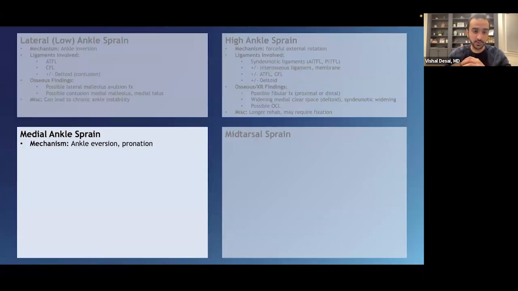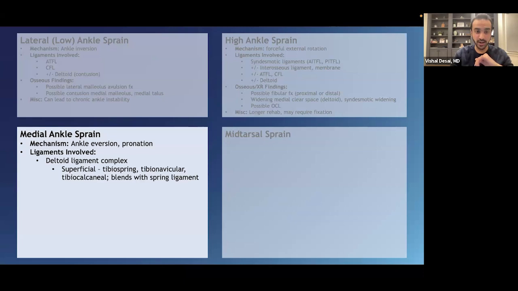Okay, for medial ankle sprain, I'm going to breeze through this one. It's very rare to get this in isolation. This will be your ankle eversion injury, so your foot turning outwards. This will lead to stretching and tearing of your medial ligaments, in particular your deltoid ligament complex, both your superficial and your deep fibers.